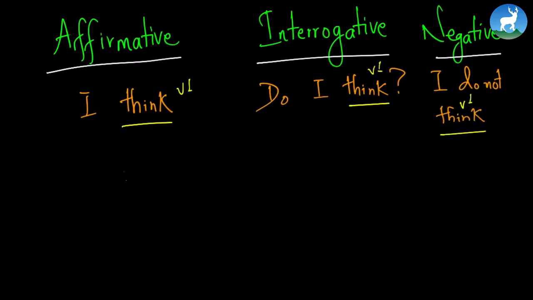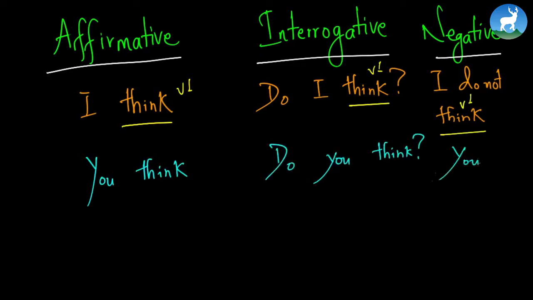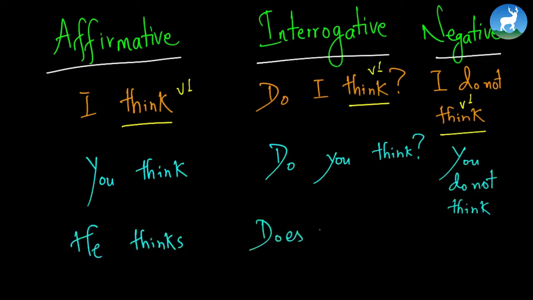I can give you more examples. With you think, it will be changed into do you think, and the negative is you do not think. I can write he thinks, and the question will be: does he think? The answer to that would be: he does not think. Alright, so a few brief notes on the simple present tense before I quickly summarize what we have learned.